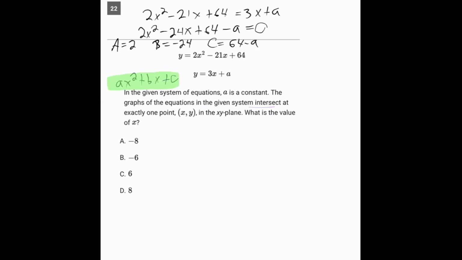So coming over here, we need to go ahead and set the discriminant equal to 0 because we're being told that there's one solution. So b squared minus 4ac has to equal 0. And we already know what our a, b, and c are. So let's go ahead and start using that. So b squared, negative 24 squared, minus 4 times 2 times 64 minus a equals 0.